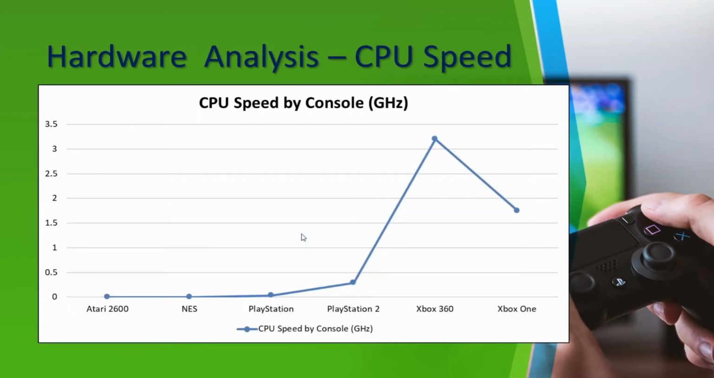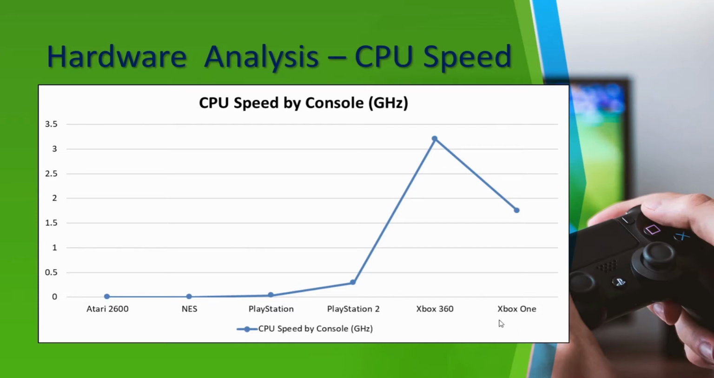Okay. So here we have a summary of the analysis for the hardware of the different gaming consoles that were released starting from 1997 up to 2013. So as you can see, as the years progress, the specifications also progress according to the release of the gaming consoles.